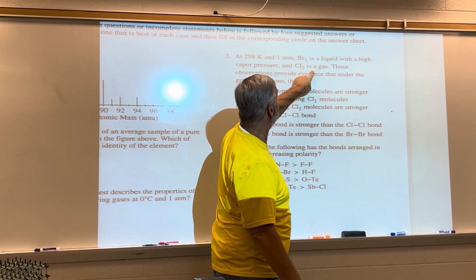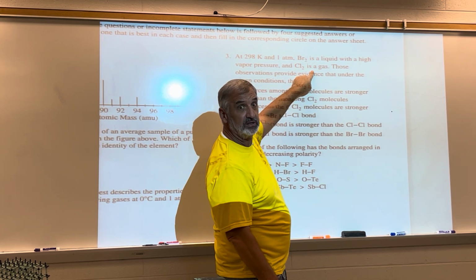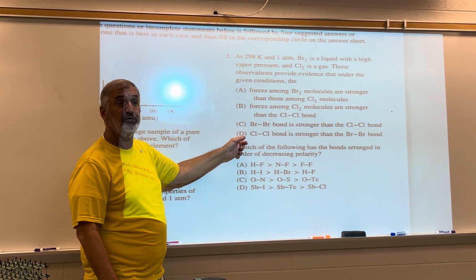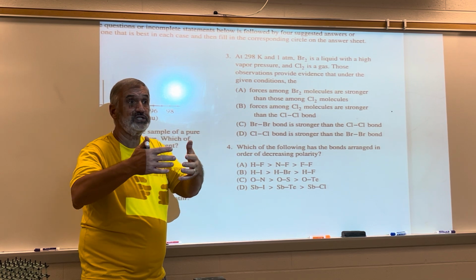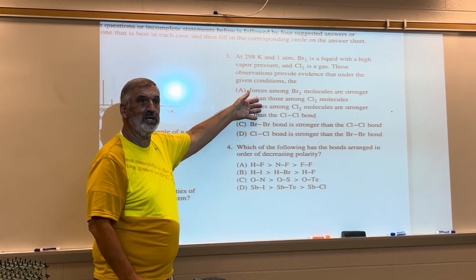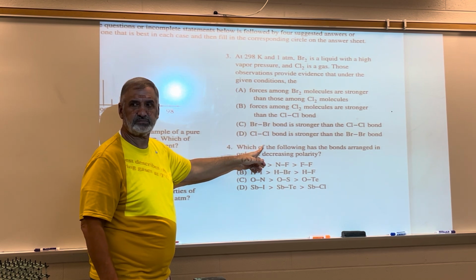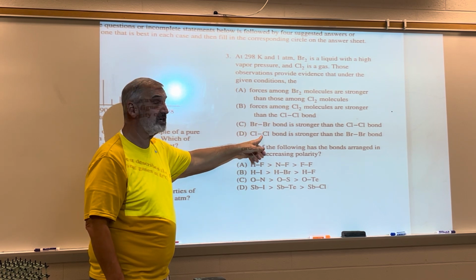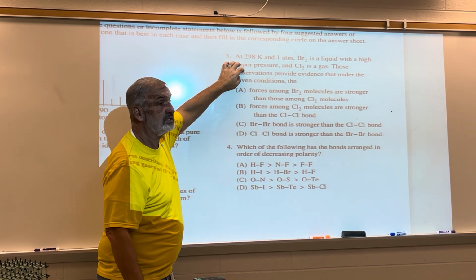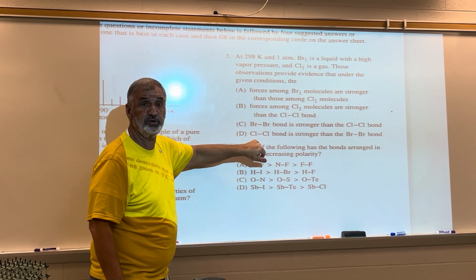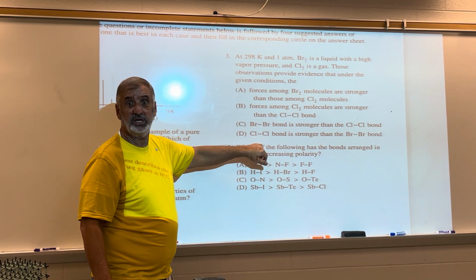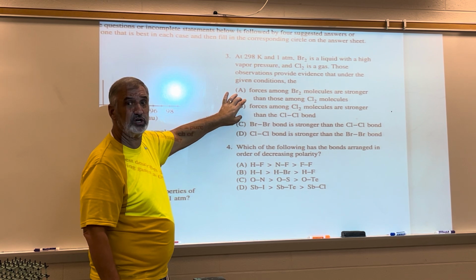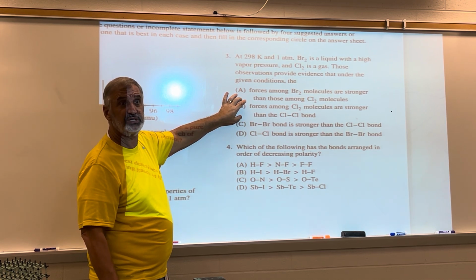But if it's a liquid and this is a gas, which one's got stronger intermolecular forces? The liquid. Okay? So this is the misconception they're always trying to overcome: when a substance goes from a liquid to a gas, are you breaking the intermolecular forces or are you breaking the covalent bonds? We're breaking the intermolecular forces. This is talking about the covalent bonds. These are going to be much stronger. None of this tells me anything about the strength of the bromine to bromine or chlorine to chlorine bond. Okay? It only tells me the strength between the intermolecular forces. It tells me that bromine is going to have stronger forces than chlorine because it's a liquid at room temperature.